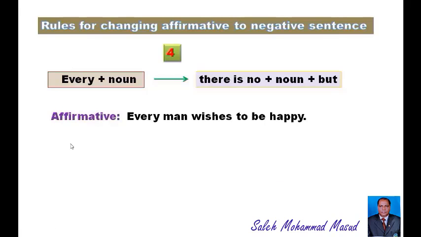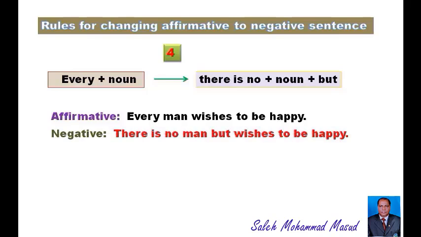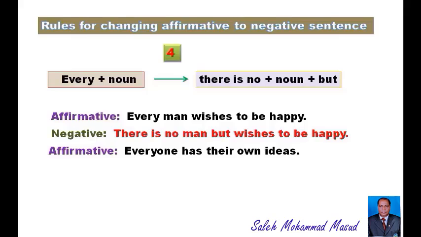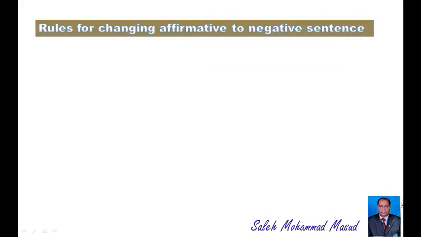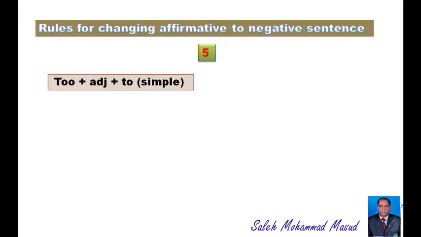Every man wishes to be happy. Negative form: there is no man but wishes to be happy. Again, everyone has their own ideas. Negative form: there is no one but has their own ideas. Number 5, for the structure too plus adjective plus to, use so plus adjective plus that.